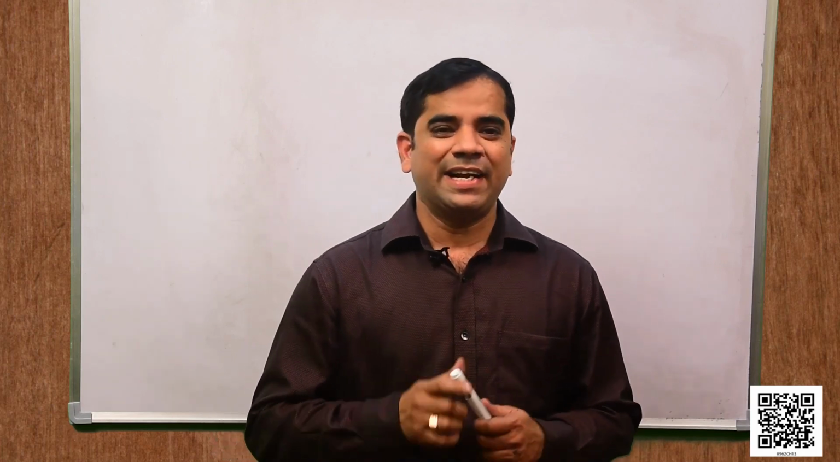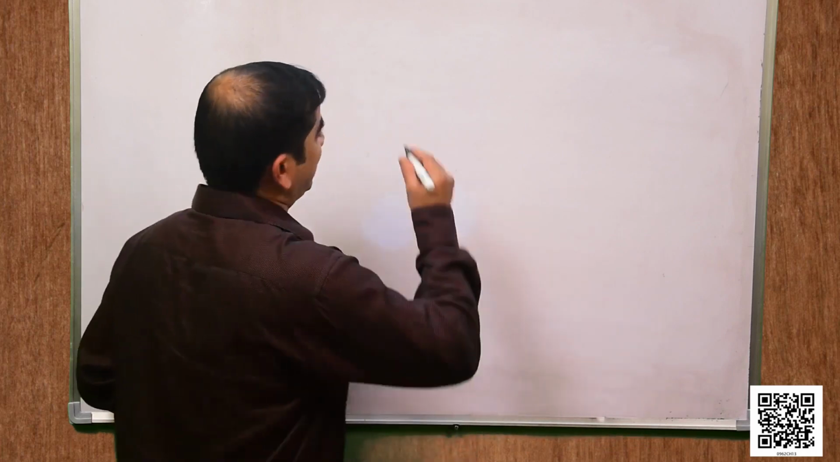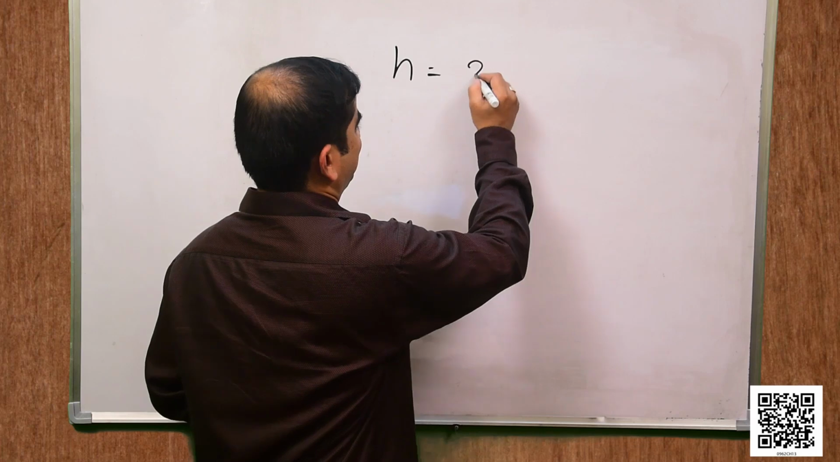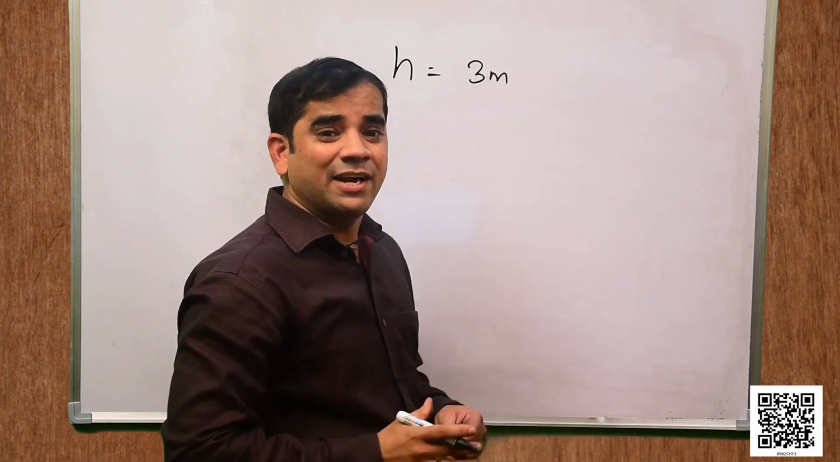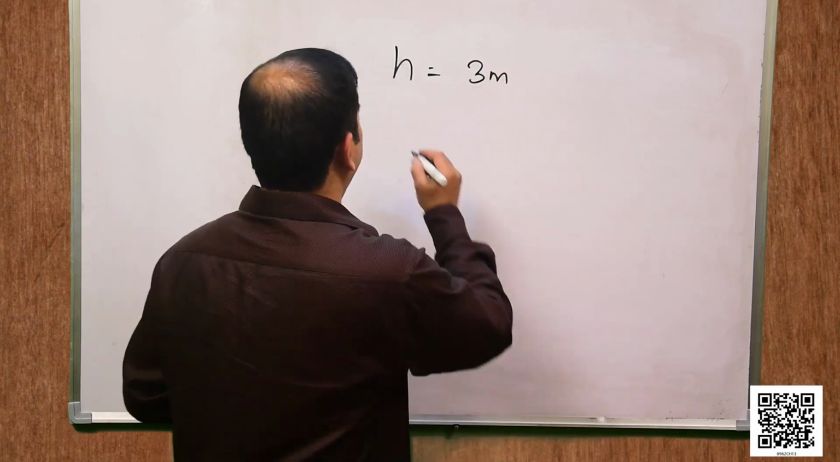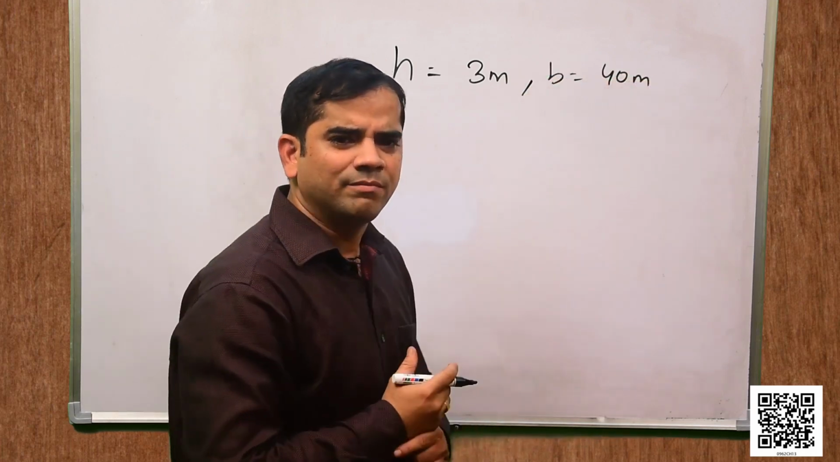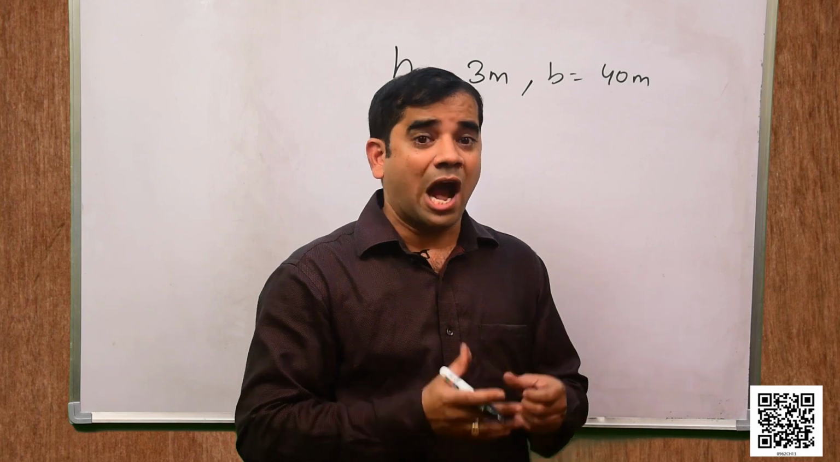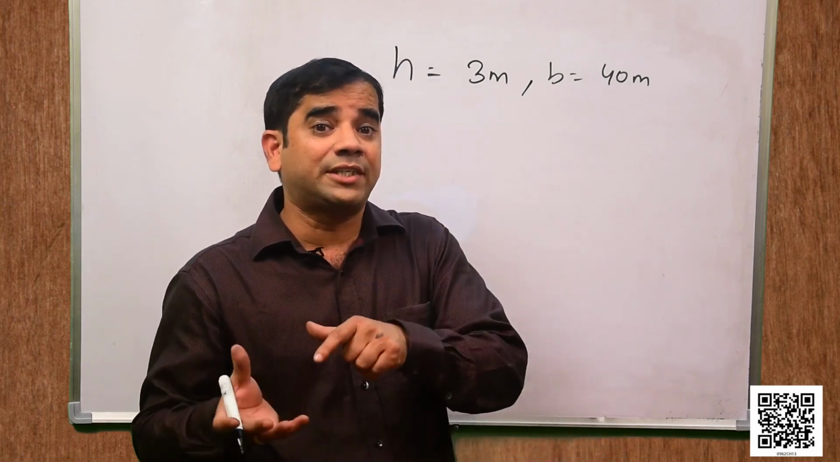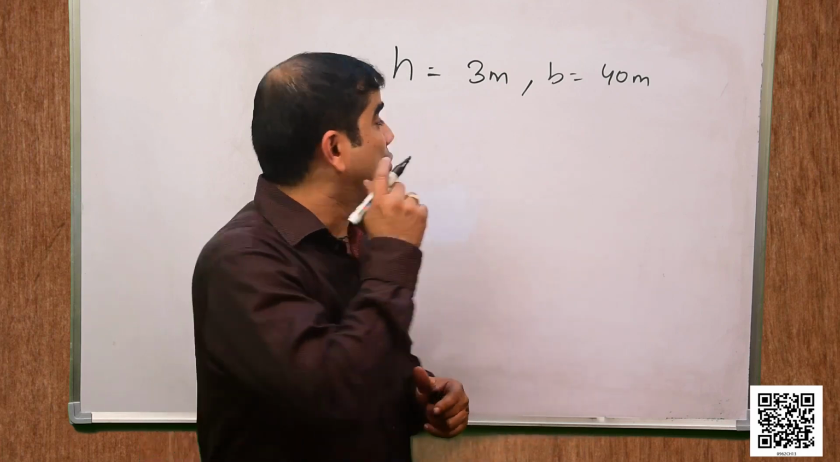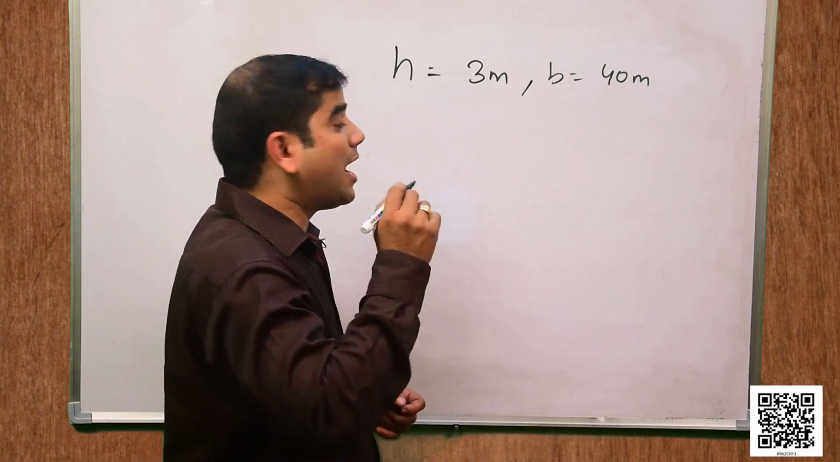Okay. What is given? Depth of the river. Depth means height. So, height is given as 3 meter. And the river is 40 meter broad. That means B is equal to 40 meter. Okay, we need to find out how much water will fall into the sea in a minute. And the rate of flow is 2 km per hour.